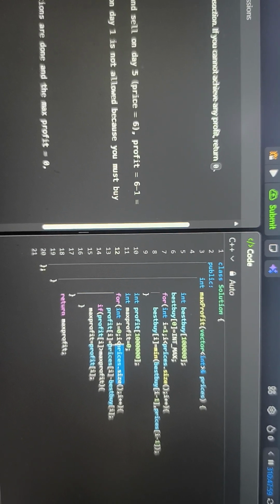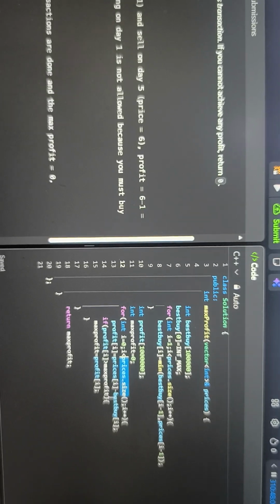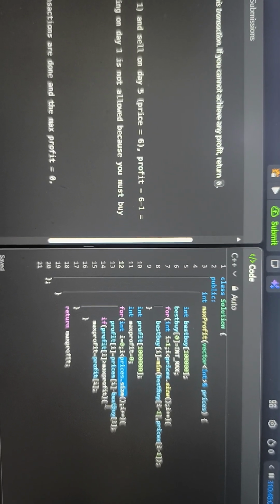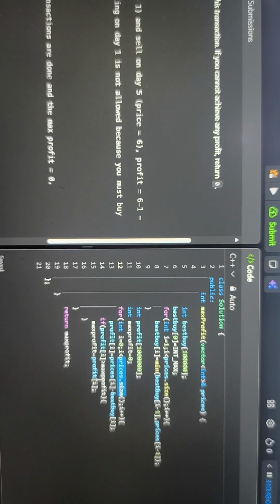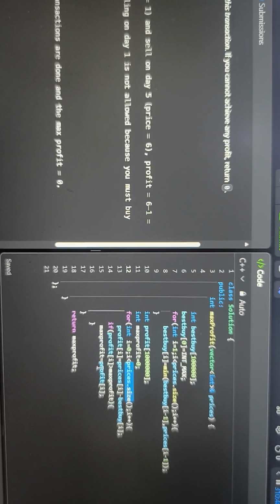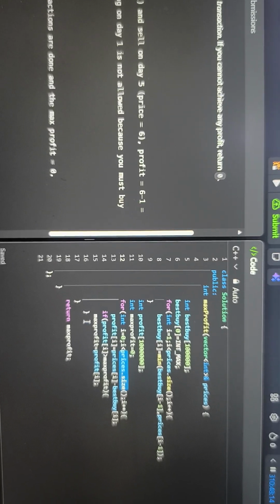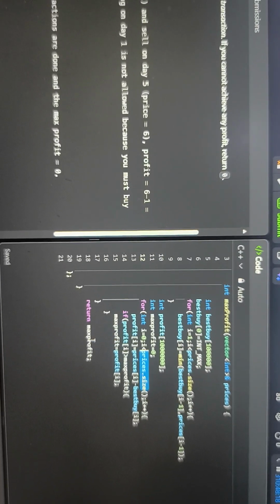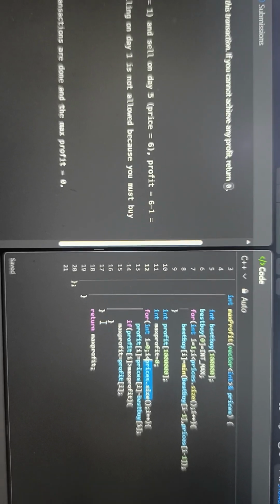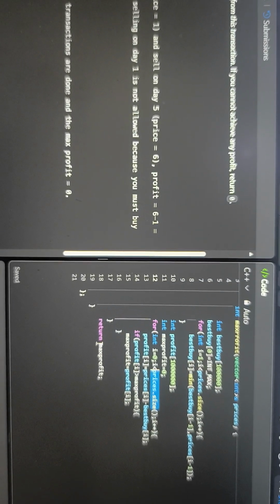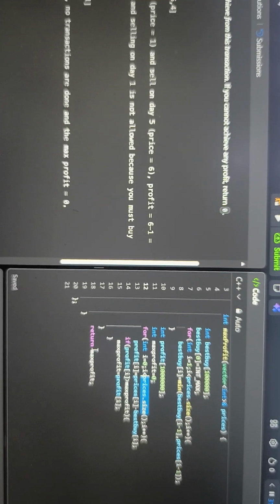Here size is a property of vector, I know you would be aware of it by now. So profit of I equals prices of I minus best buy of I, and if profit of I is greater than maximum profit, then maximum profit equals profit. It's basically the maximum of maximum profit or profit. It depends upon you whether you write max or you apply the if condition, and then you need to return the max profit. Okay, are you getting it?